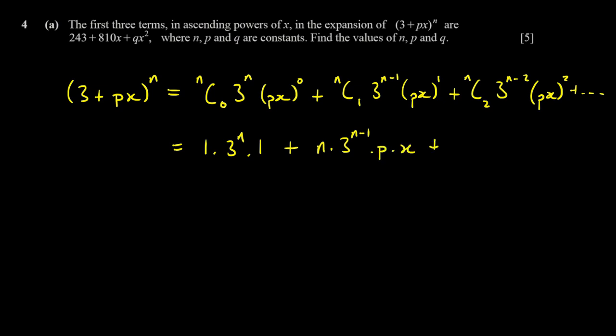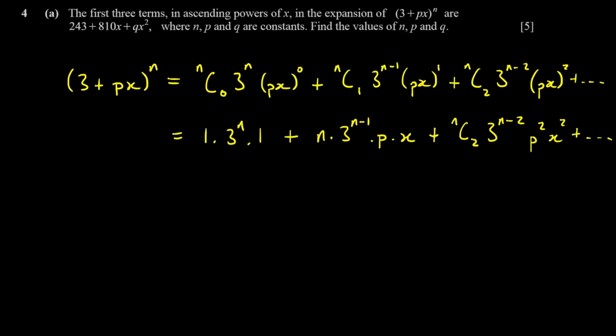And then the last term, well, nC2, we don't really know yet how to calculate it, so I'll just leave it as nC2, times 3 to the n minus 2. And then (px) all squared is going to be p squared x squared, plus dot, dot, dot. Okay, so now basically what we've got to do is just compare, don't we? Right, so this term here, which is 3 to the power n, beg your pardon, has got to be equal to 243. Okay, so by comparison, 3 to the n must be equal to 243. And that's going to mean that n is going to be equal to 5.